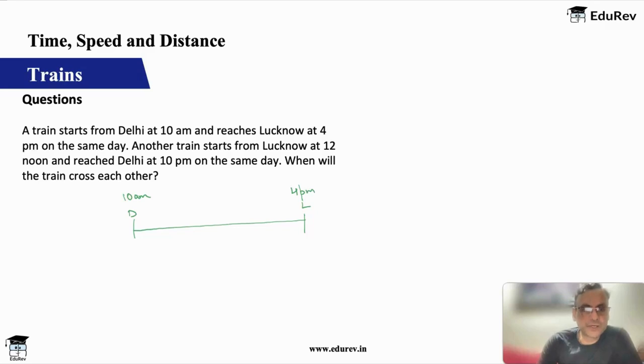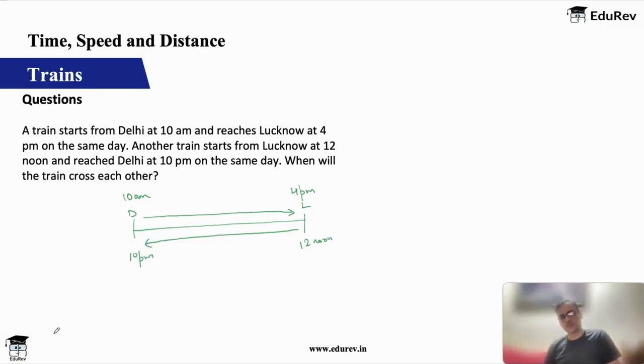Another train starts from Lucknow at 12 noon and reaches Delhi at 10 PM. Okay, so this is this direction and this is this direction. At what time will the two trains meet? When will the two trains cross each other?